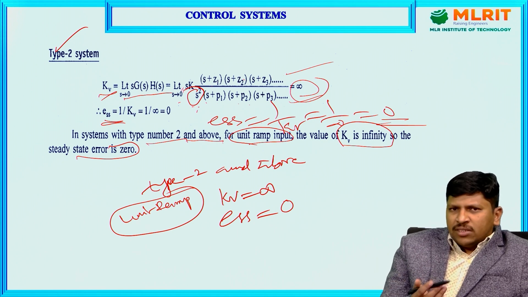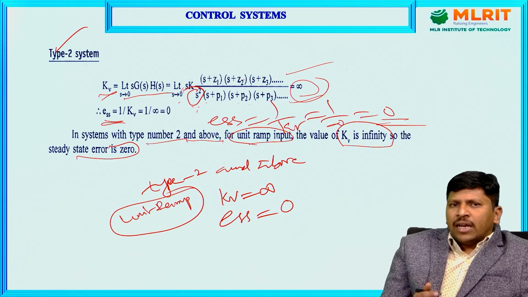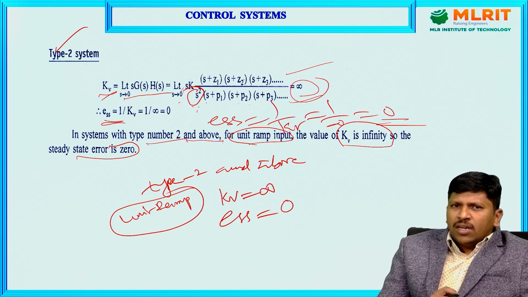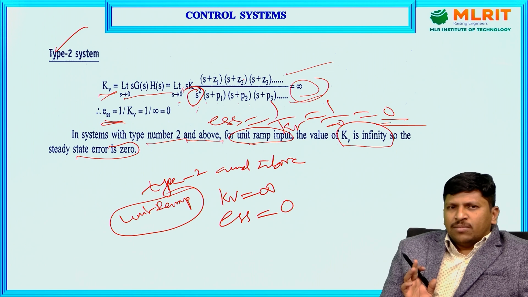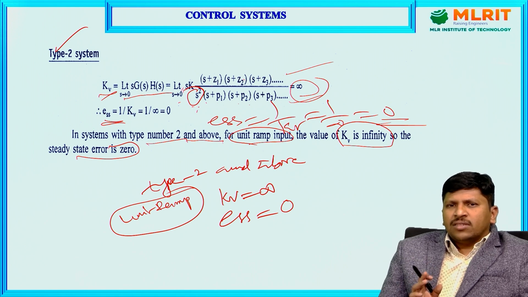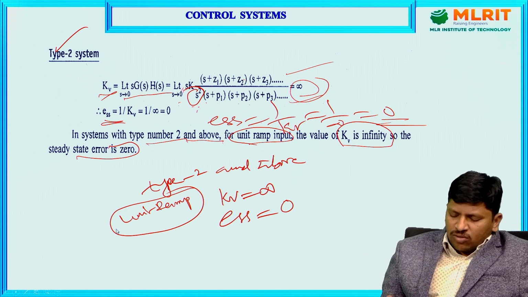For example, you can simply remember it like this: the ramp signal in the s domain is 1 by s square, power is 2. So for type 2 and above systems, the steady state error is going to be 0. And the unit step is 1 by s to the power of 1 only, so for type 1 and above systems, the steady state error is 0.